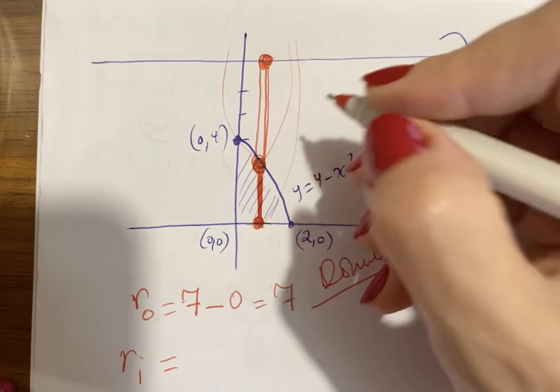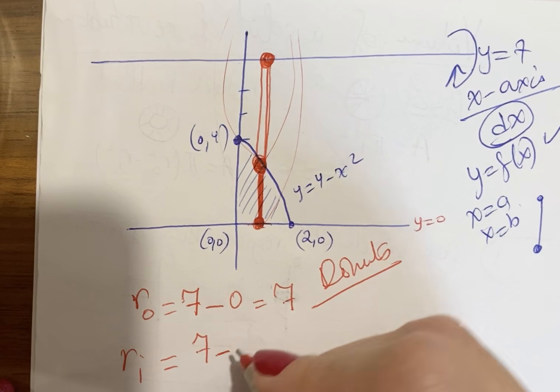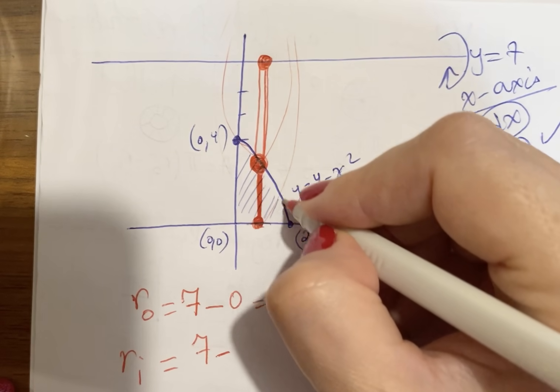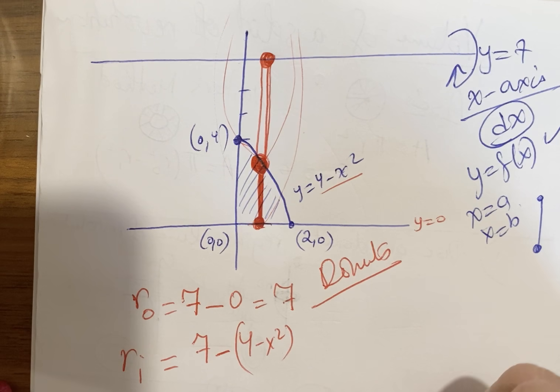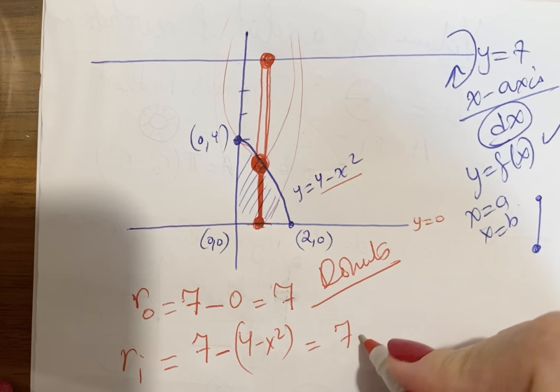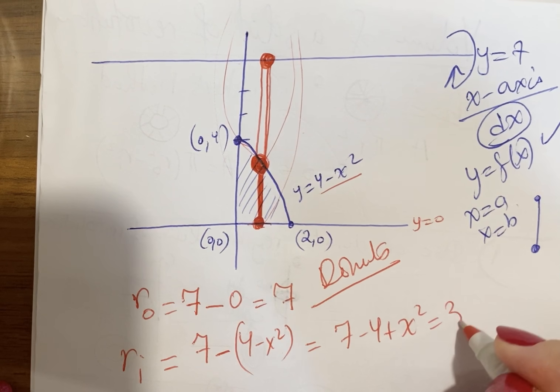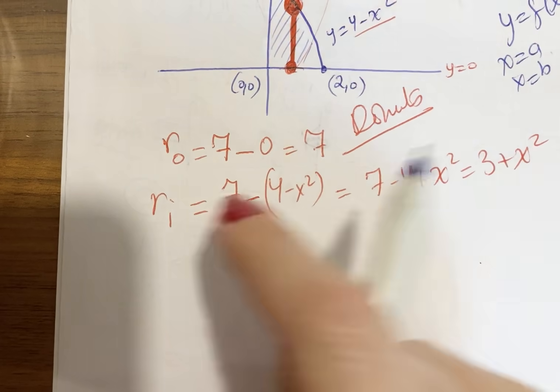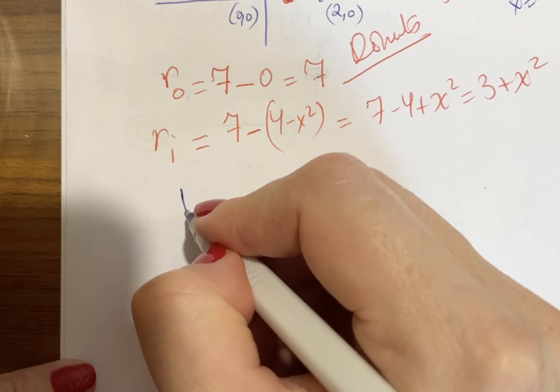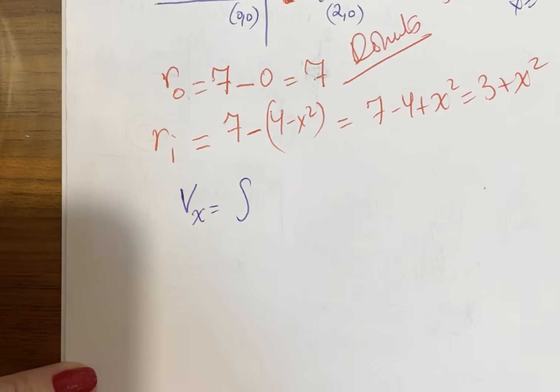All right, so how much will that be? It will be 7 minus, what's the y value over here since we are on the function? 4 minus x squared between brackets, or you'll get a wrong answer. So it's 7 minus (4 minus x squared), which is 3 plus x squared. Now, once I get the outer and the inner radius, the volume with respect to x becomes very simple.